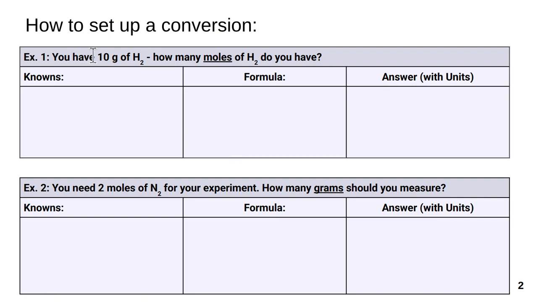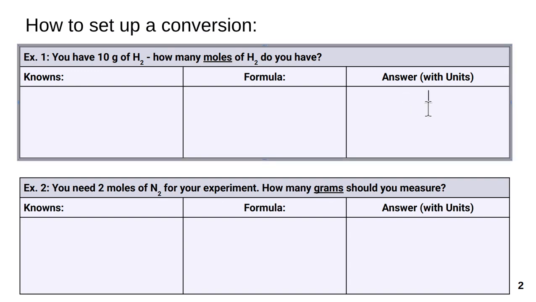So in the first problem, I have 10 grams of H2, and the question is asking how many moles of H2 I have. It's up to you what you want to do first, but I'm going to give you some advice. Whatever it's asking for in the question, how many moles, you could put that as the units for your answer right away. So if this is asking for moles, then you know the units for your answer are going to be moles. We'll do the same thing below. The 10 grams of H2 is going to be one of our knowns. So the mass of H2 is 10 grams.